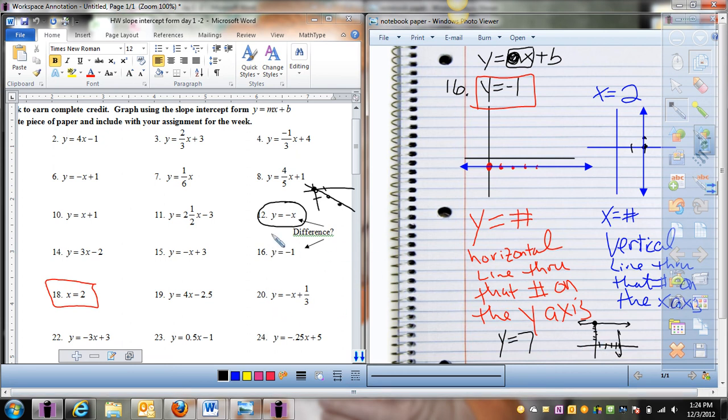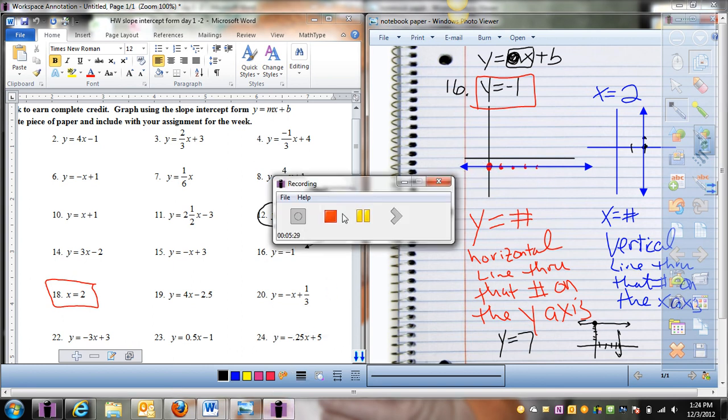Okay? So if you notice the difference between 12, 12 has an X, so it slopes. 16 doesn't have an X, so it's just y equals, just a plain number straight across. And that's the difference. Make sure you know the difference, because those are tricky.